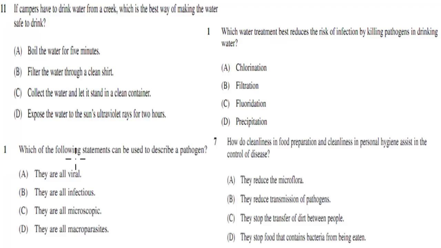Number 1. Which of the following statements can be used to describe a pathogen? They are all viral, they are all infectious, they are all microscopic, they are all macroparasites. Which water treatment best reduces the risk of infection by killing pathogens in drinking water? Chlorination, filtration, fluoridation, precipitation. How does cleanliness in food preparation and cleanliness in personal hygiene assist in the control of disease? They reduce the microflora, they reduce transmission of pathogens, they stop the transfer of dirt between people, they stop food that contains bacteria from being eaten.